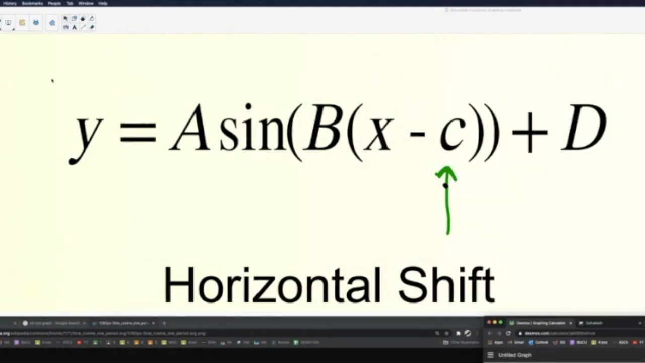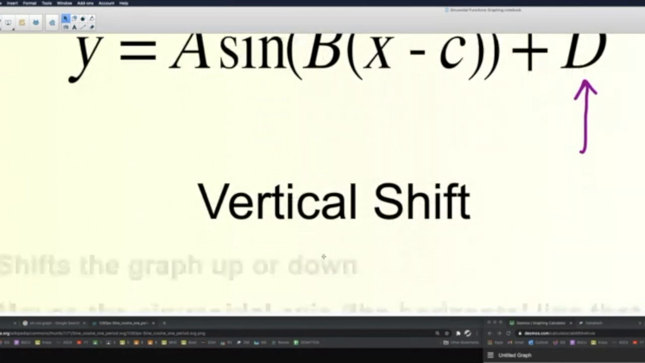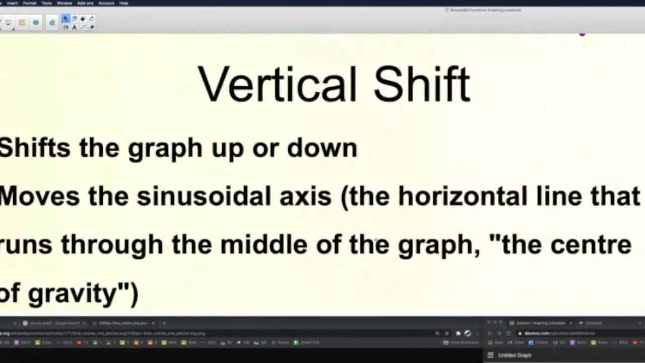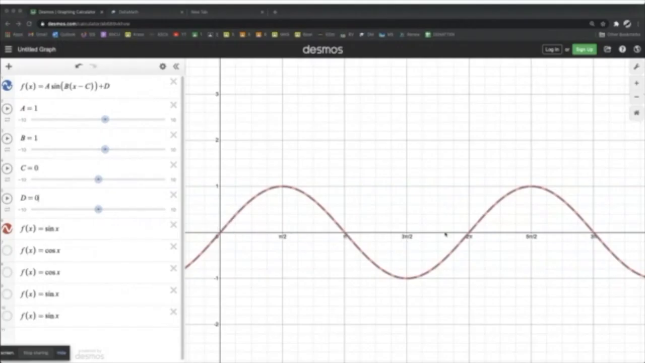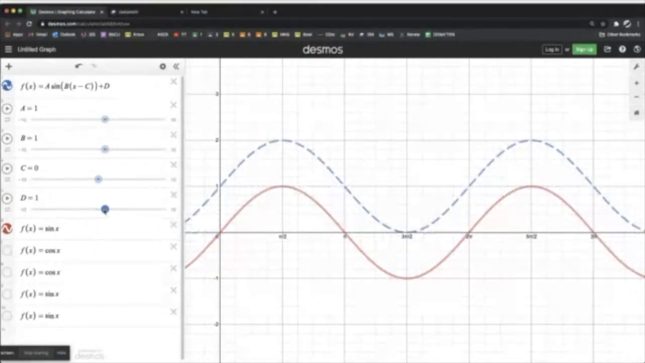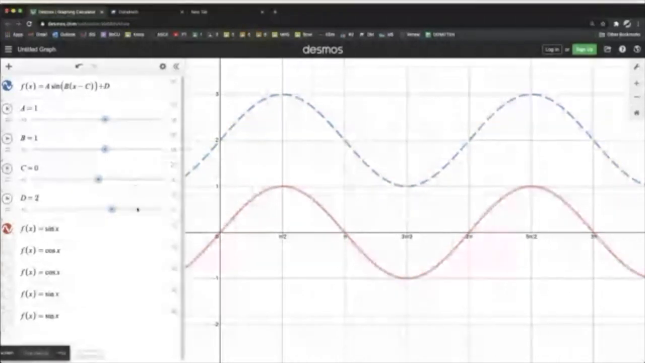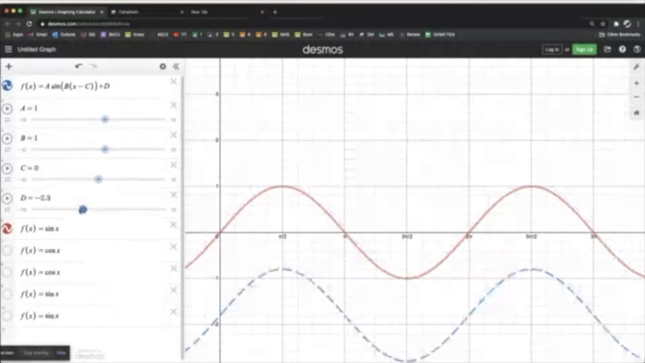There we go. Last one, D. This is also a very important one. This is your vertical shift. So it moves the graph up or down. What it's actually doing is moving the midline. Right now it's at the x-axis. It's moving the midline up and down, so it takes the entire graph with it. So if I make D equal 1, see that? It moves the entire graph up. Make it 2. Now the midline's at 2 right here. You can see that. So it's just taking that same exact graph and moving it up or down.